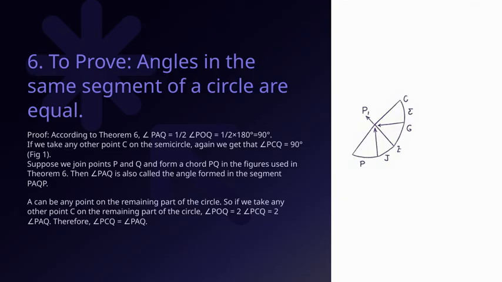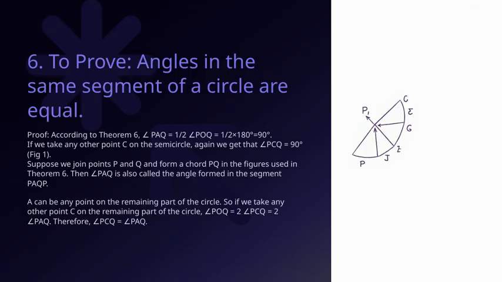According to Theorem 6, we know that the angle PAC is half of the angle POC. Since POC measures 180 degrees, this means PAC is 90 degrees. If we pick any other point C somewhere on the semicircle, the same reasoning applies, and we find that PCQ is also 90 degrees. This shows that any angle formed in the same segment, by points on the circle, are equal because they are both right angles in this case.